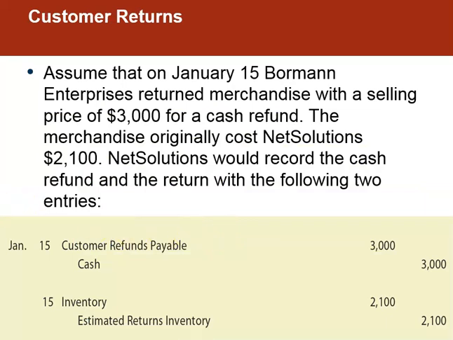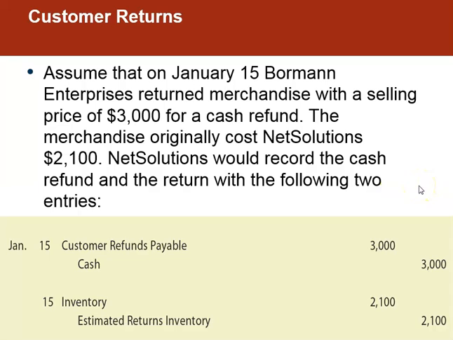All right, let's see here. Another example dealing with customer returns. It says, assume that on January the 15th, Borman Enterprises returned merchandise with a selling price of $3,000 for a cash refund. So they had paid for the merchandise. The merchandise originally cost Net Solutions $2,100. Net Solutions would record the cash refund and the return with the following two entries.